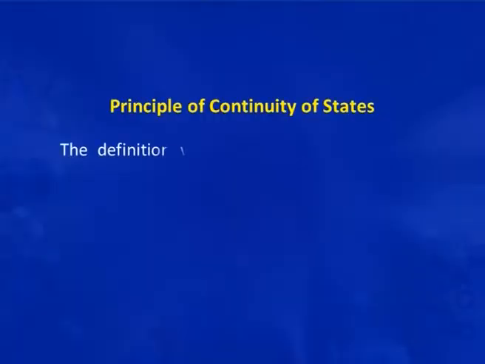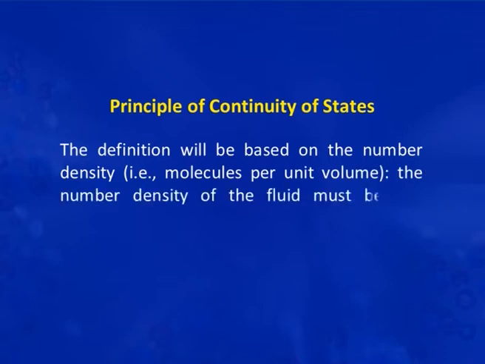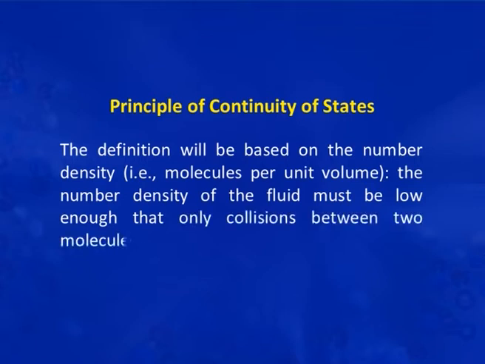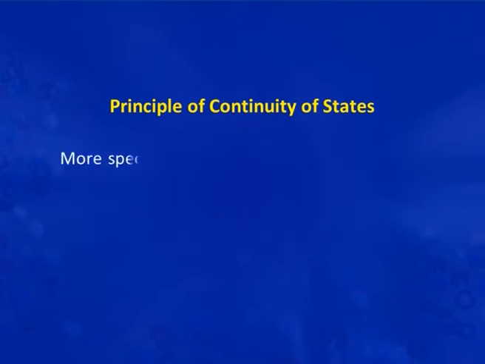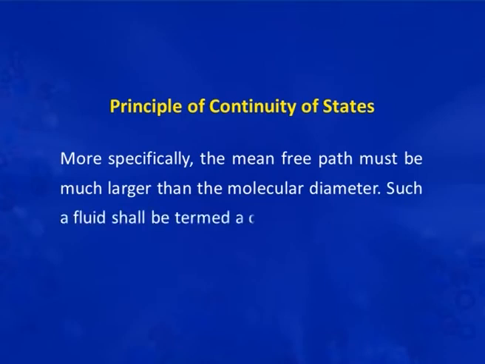This definition will be based on number density, that is molecules per unit volume. The number density of the fluid must be low enough that only collisions between two molecules at a time need to be considered. More specifically, the mean free path must be much larger than the molecular diameter. Such a fluid will be termed a dilute gas.